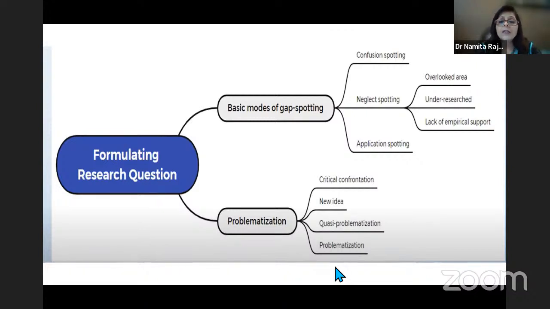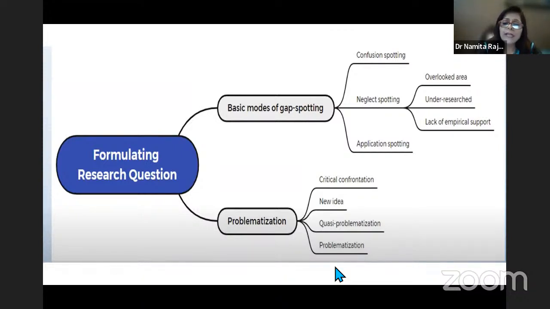That is, for the theories which are already in place, if you want to move to some different, welcome departures, you need to work critically, you need to confront, you need some new idea, you need some quasi-problematization, and you actually need a problematization.